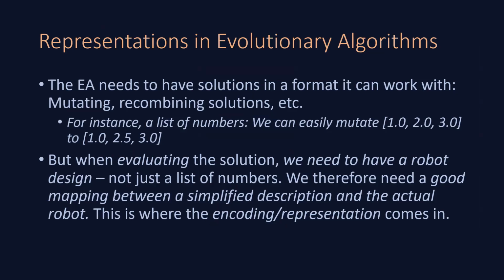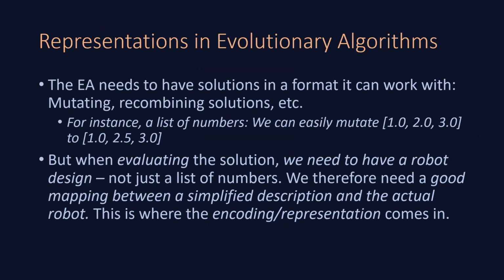Okay, so in the rest of my part, I'll talk a bit about representations. The reason I'm going to spend some time on that is because that's one of the most central decisions we make when we do an experiment in evolutionary robotics. We have to find out how we can represent a robot in such a way that the evolutionary algorithm can efficiently search for good designs.